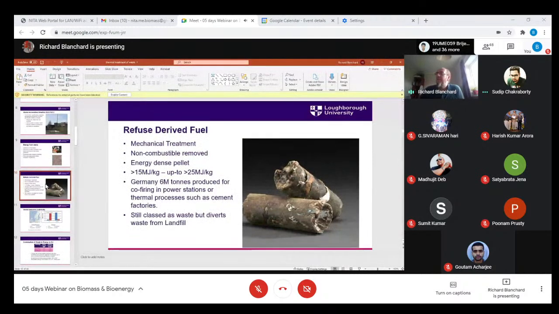Okay, here's what I had earlier. Non-combustible material is removed. And then you have whatever is potentially combustible, so plastics, paper, wood, that sort of material, which goes into the RDF. So it has to be treated to remove non-combustibles.